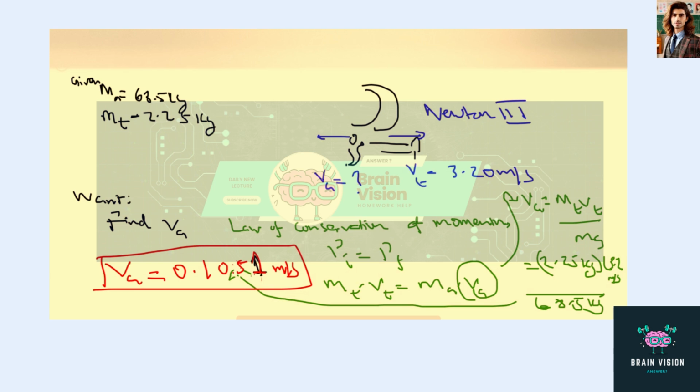We wanted to find the velocity of the astronaut when they throw a tool in outer space.